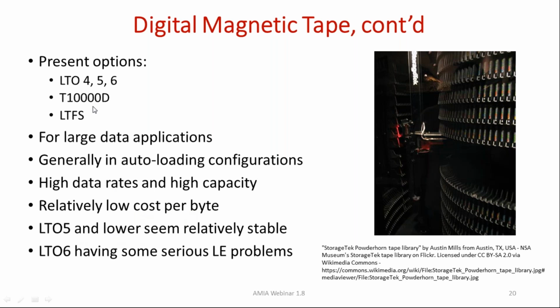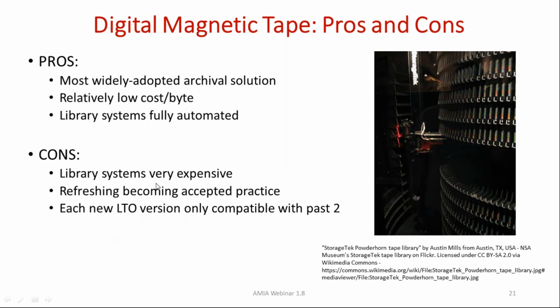LTO and the versions 4, 3, and 2, and 1 seem to be quite stable in terms of life expectancy. The conferences that I've attended, people there have been saying, I've looked in the literature and haven't found it, but I've heard lots of people say the LTO 6 is having some serious life expectancy problems. And the solution to those problems seems to be refreshing, right here. The cons. Refreshing is becoming accepted practice.